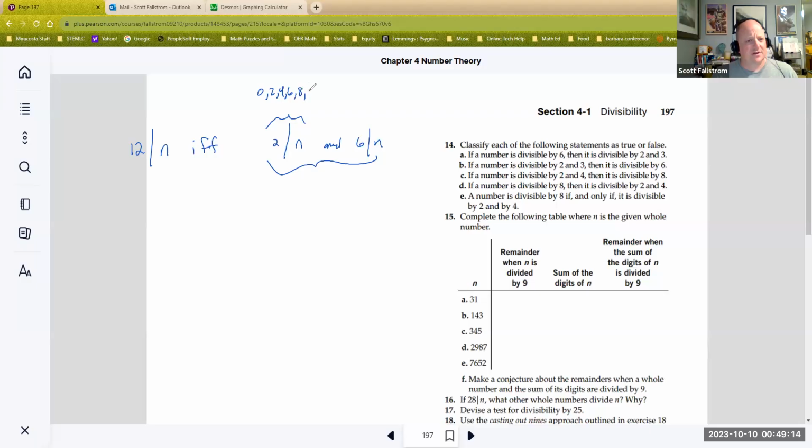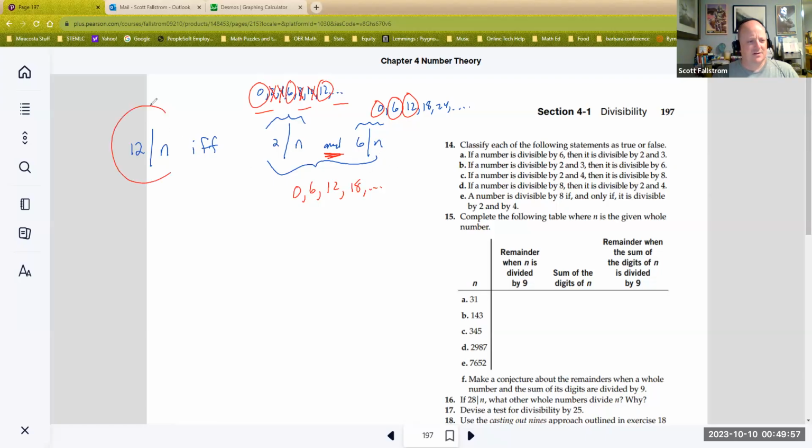0, 2, 4, 6, 8, 10, 12, dot, dot, dot. Over here, we'll do the same thing: 0, 6, 12, 18, 24, dot, dot, dot. And then you look for what they have in common. Are there numbers where the and statement means both of them have to be true? Yes, 0 works for both. Then 6 works and 6 works, and 12 works and 12 works. So these are the numbers that satisfy both quantities: 0, 6, 12, 18, and so on.